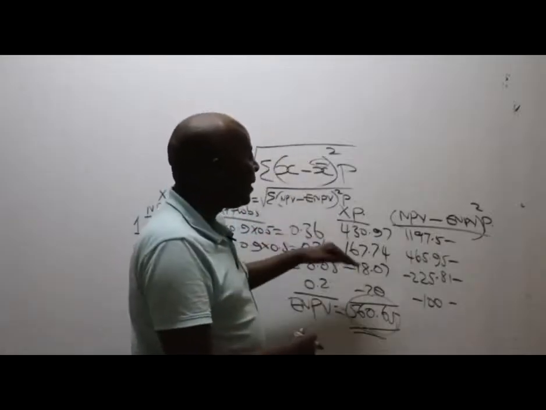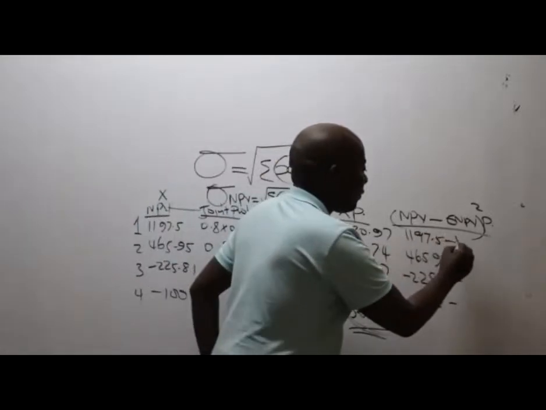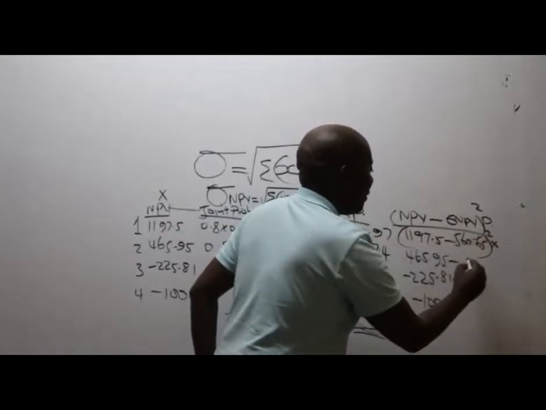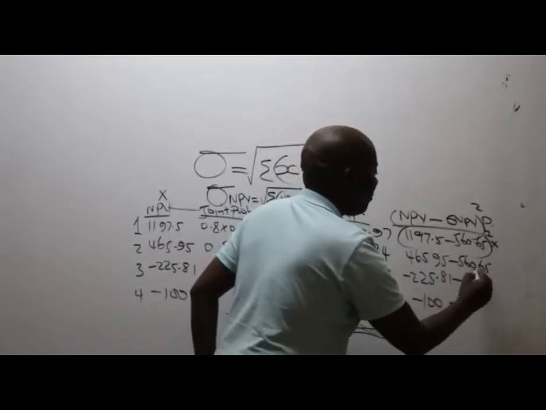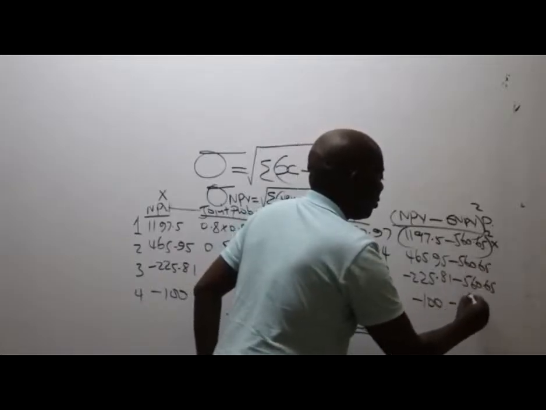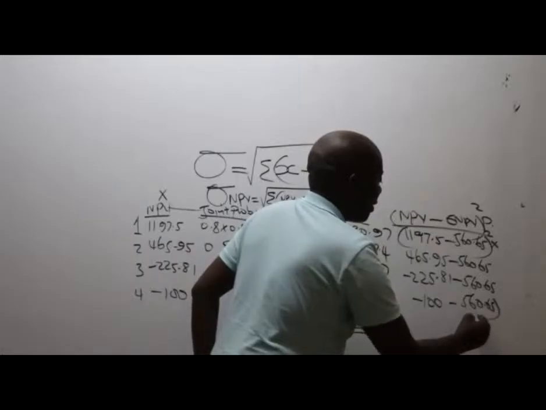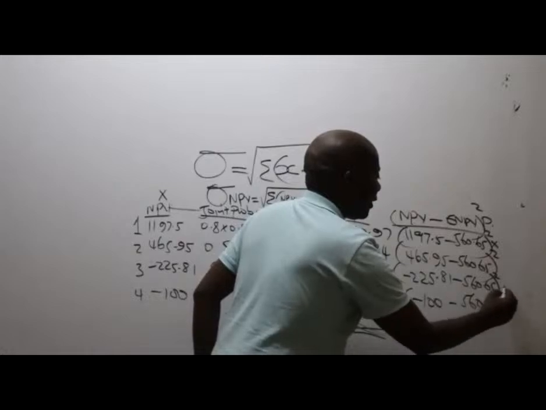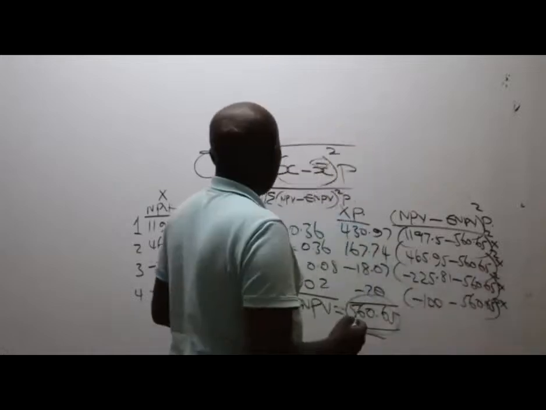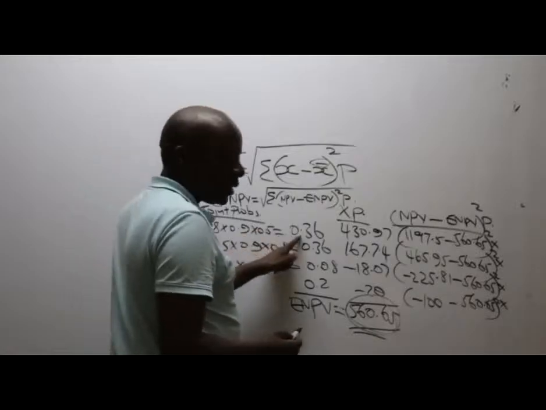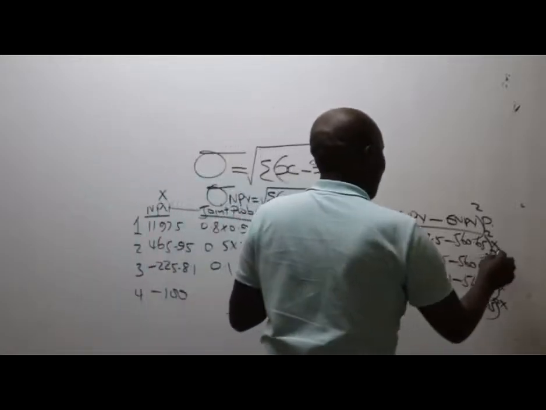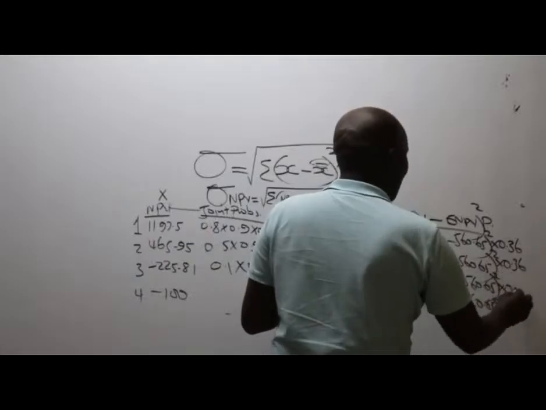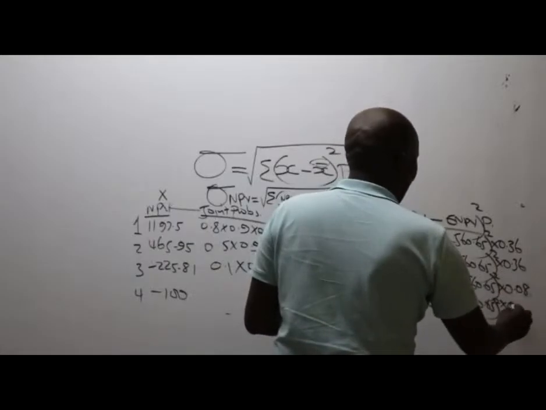We cannot have many means. So this one is supposed to be 560.65. I'll have to square it, times the probability. 560.65 will be applicable all through. You square, times the probabilities. The probabilities have been given. You remember the joint probabilities, these ones here: 0.36, 0.36, 0.36, 0.08, 0.2.